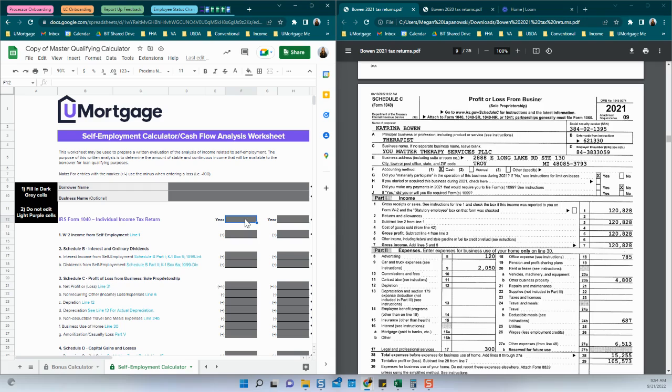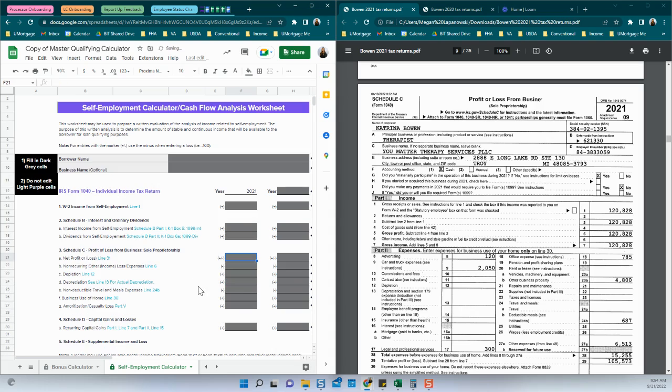So we are starting with 2021. It does not matter if you have the most current year in the left or right. We're going to have to do the trending at the end anyways. This is just what I'm used to. So we can go straight down to Schedule C here.